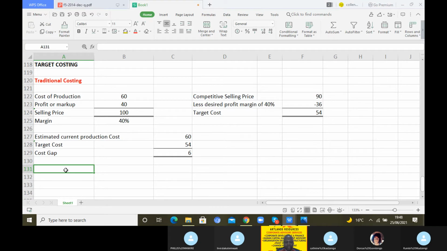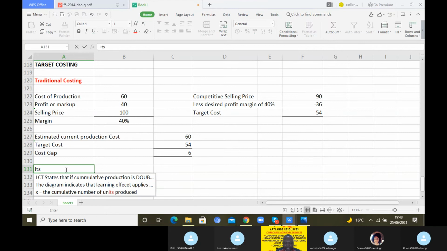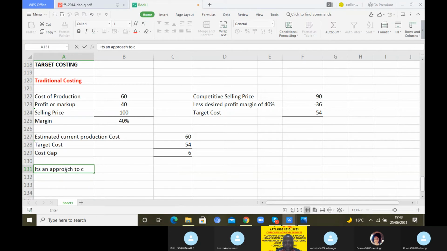Now, what is target costing? It's an approach to costing which aims to reduce costs at an early stage of production.